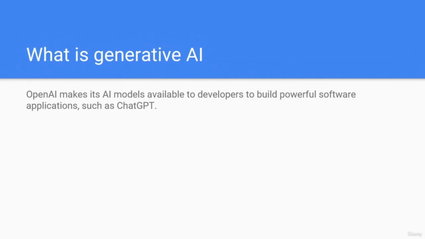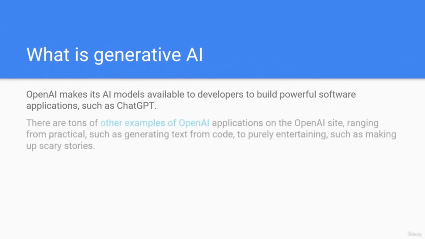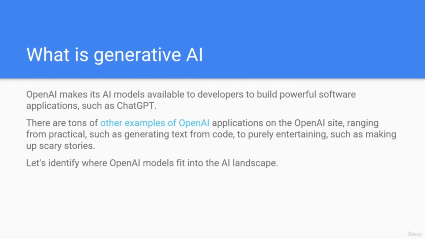What is generative AI? OpenAI makes its AI models available to developers to build powerful software applications such as ChatGPT. There are tons of other examples of OpenAI applications on the OpenAI site, ranging from practical, such as generating text from code, to purely entertaining, such as making up scary stories. Let's identify where OpenAI models fit into the AI landscape.